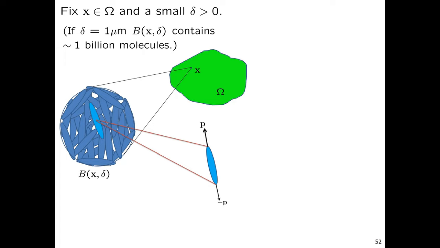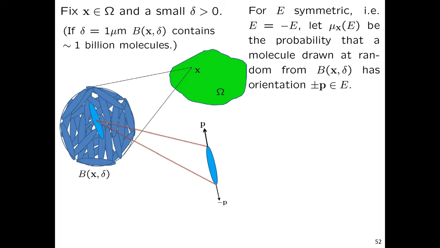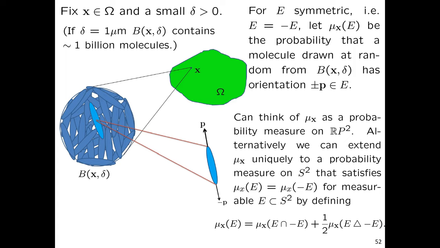So what we want to do is to consider a probability distribution. We're going to pick a molecule at random from this ball and look and see what its orientation is. That way, for a symmetric subset E of the sphere, we'll let mu_x of E be the probability that a molecule drawn at random from this ball has orientation with plus or minus p in that set E. So that way, for each x, we get a probability measure on RP2.